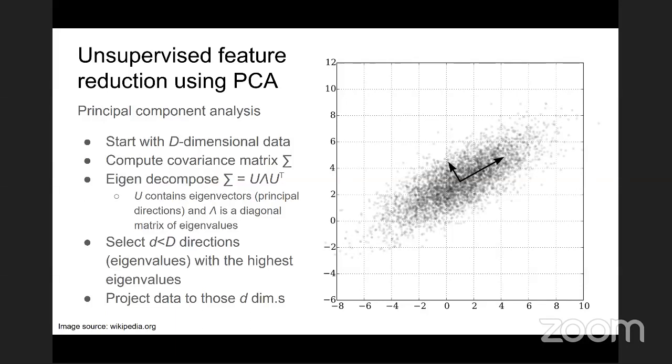So now you compute the covariance matrix sigma. This is x transpose x, and you compute it using x transpose x, and of course divide by n and so forth.